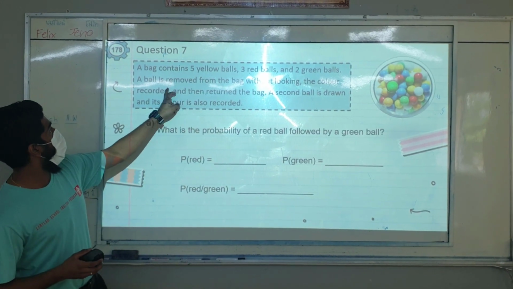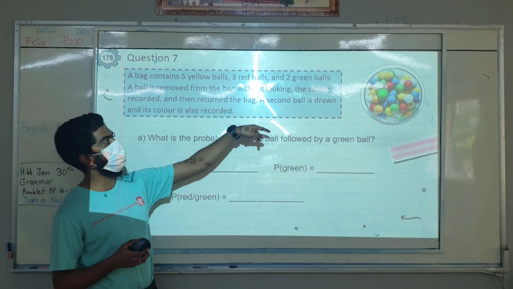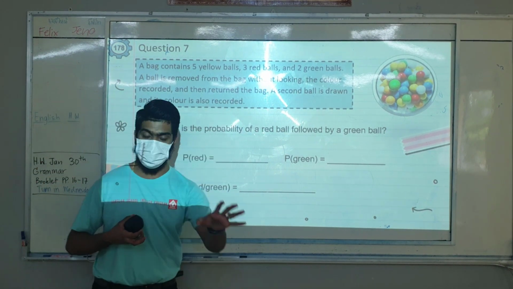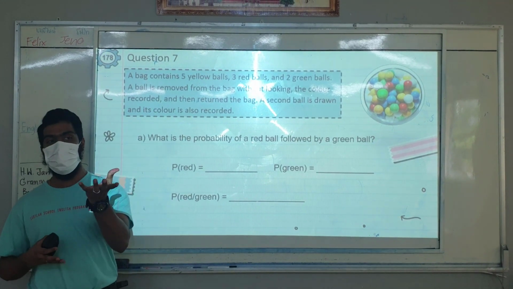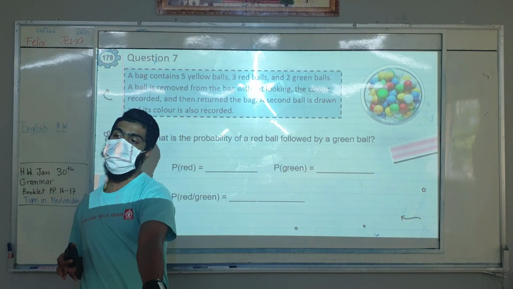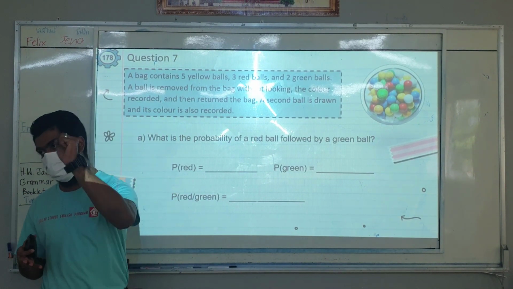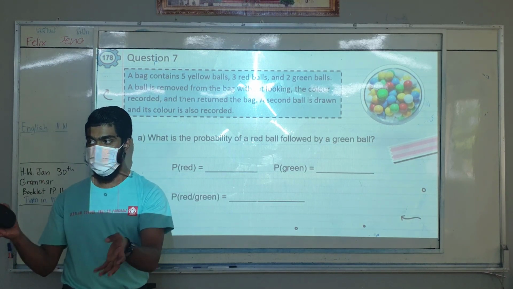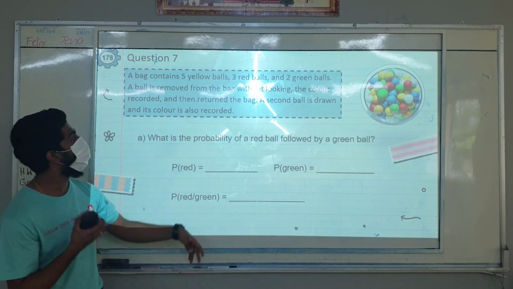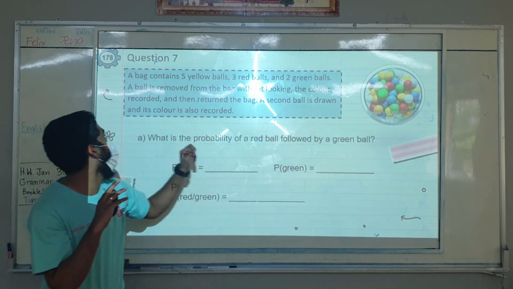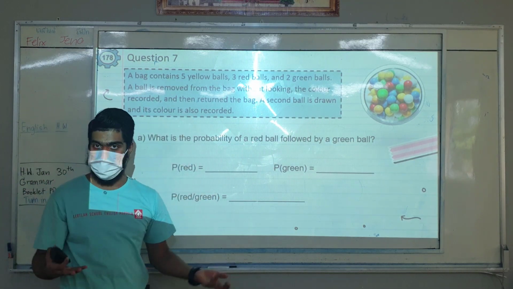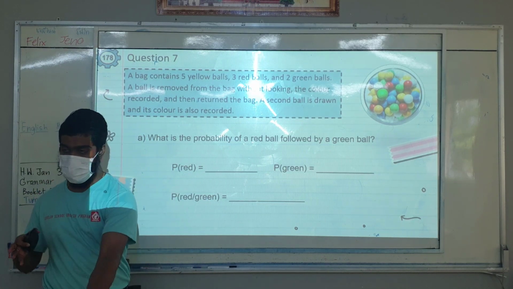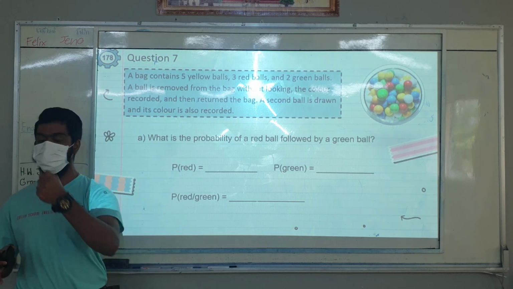Now, a ball is removed from the bag without looking, the color is recorded and then returned to the bag. So they take a ball, they look at it and they put it back in the bag. So once they take a ball and put it back, the amount of balls still remains the same. Does that make sense? We take it, we look at it, we put it back. And then the second ball is drawn and its color is also recorded. So totally, how many times are they taking? 2 times. 1 record, put it down, and then 2 record.